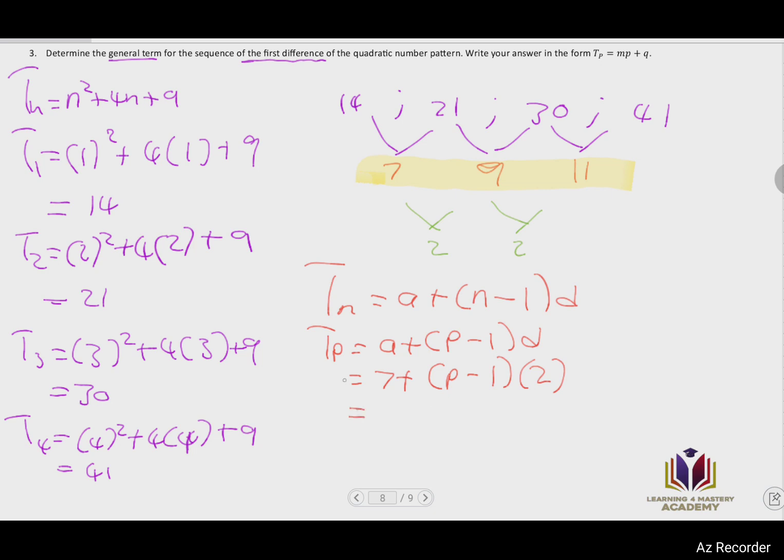We multiply out the brackets. It's going to give us 7 plus 2p minus 2. Then we'll have 2p plus 5. Right? 7 minus 2 gives you 5. So our formula for the first difference is going to be 2p plus 5. Tp equals 2p plus 5. Okay? I hope that is understandable.